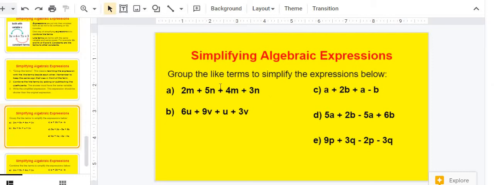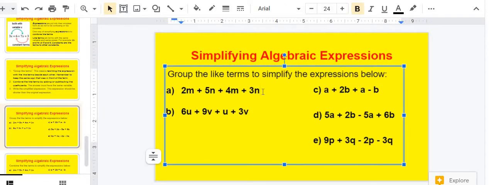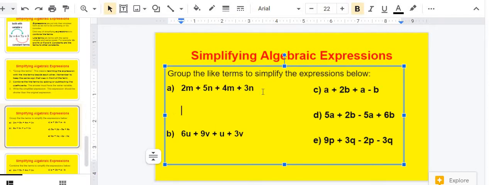Okay, let us start with these examples. It says group the like terms to simplify the expressions below. So it's not asking us to combine the like terms as yet. It's just asking us to group them. We're going to group them by writing all of the like terms together in the expression. Keep in mind that we're not going to change anything as yet. We're only collecting or grouping the like terms.